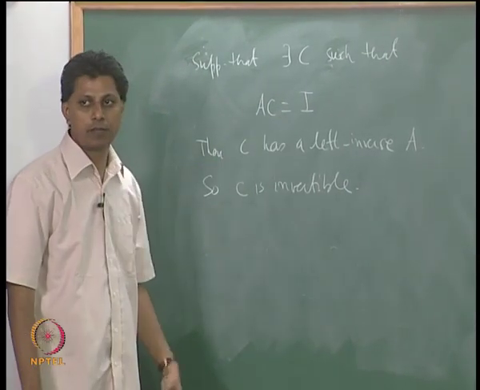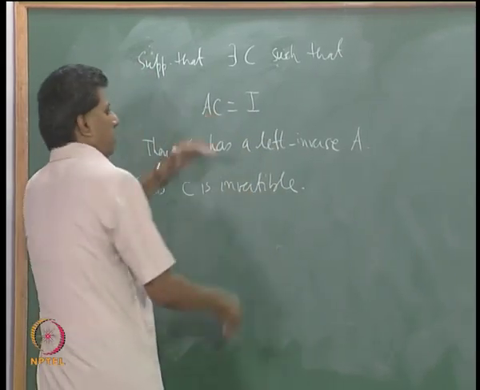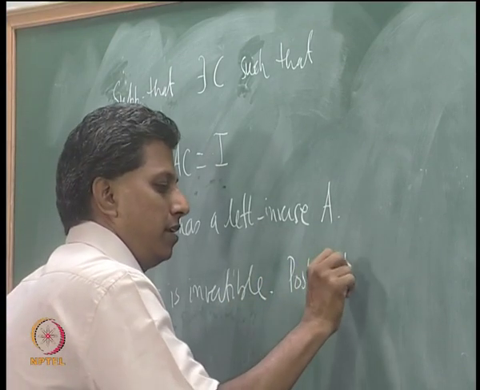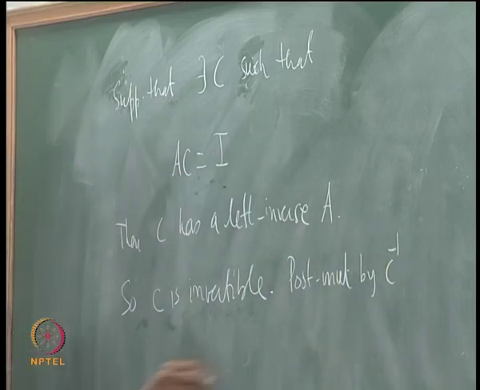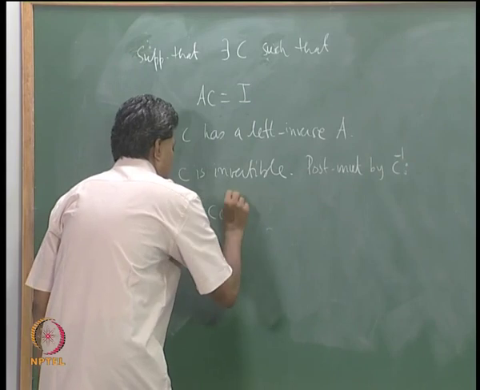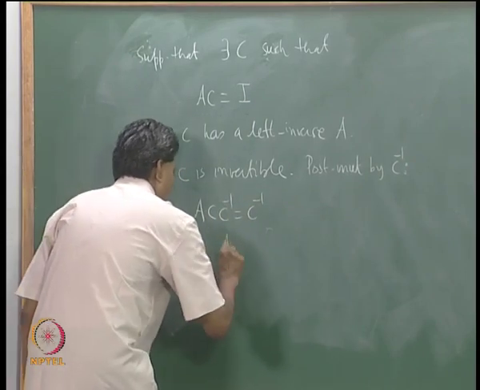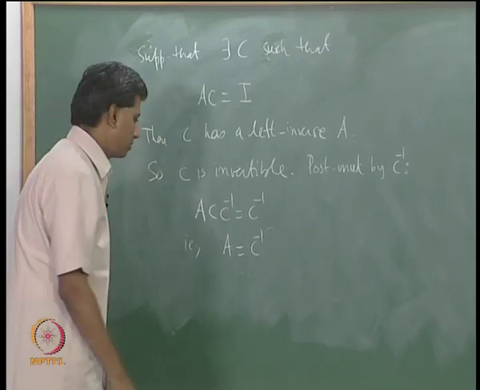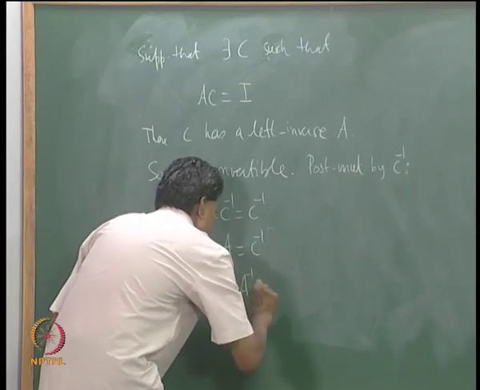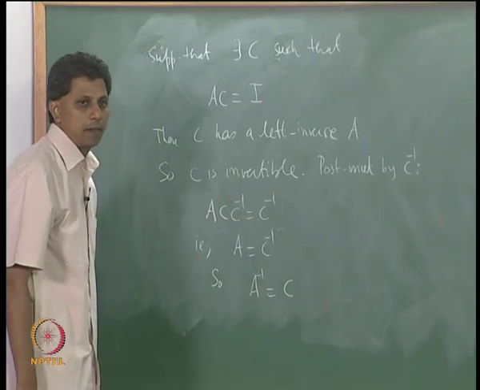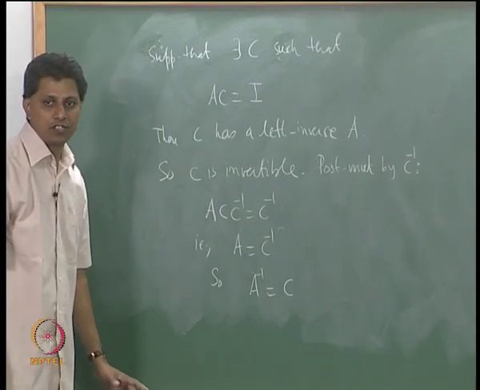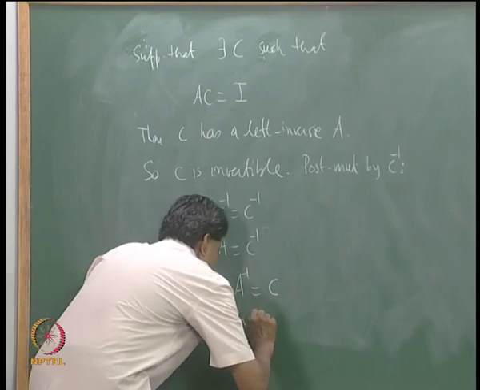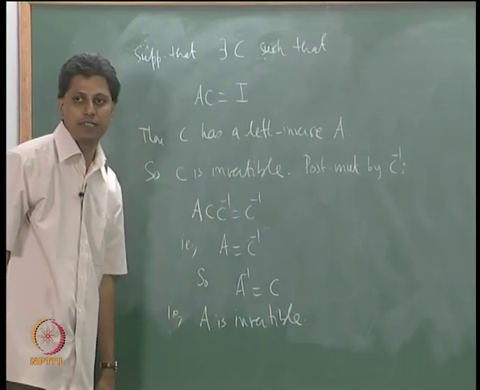Go back to this equation, AC equal to identity, and post multiply by C inverse. Post multiplying by C inverse, we get AC C inverse equals C inverse, that is A equals C inverse. But I know that the inverse of the inverse is the original matrix. So A inverse is C. That is, C is the inverse of A, that is, A is invertible, and its inverse is C.